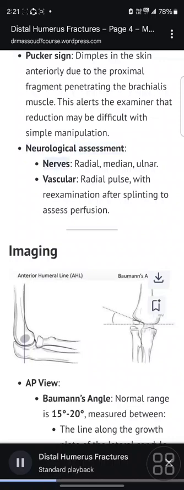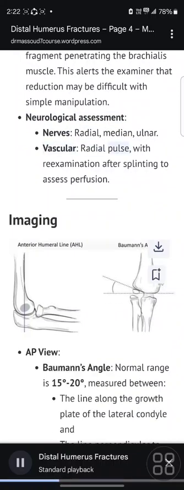Neurological assessment. Nerves: radial, median, ulnar. Vascular: radial pulse, with re-examination after splinting to assess perfusion.